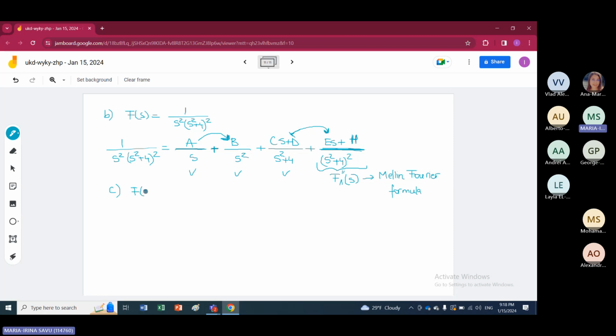Let's see another function f of s. Let's take a look at this one. 1 over s cubed times s squared. I'll give you 2 minutes to think about this function, to think about what method could we use here, and then we discuss.